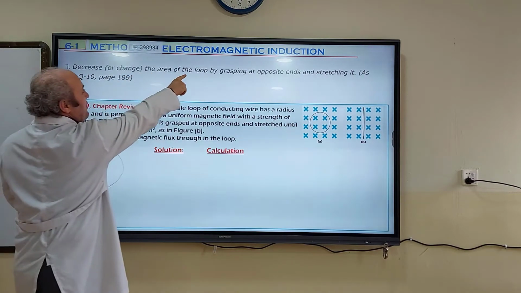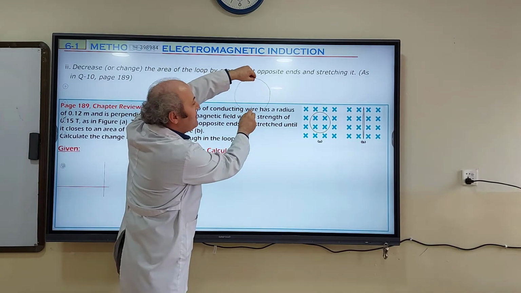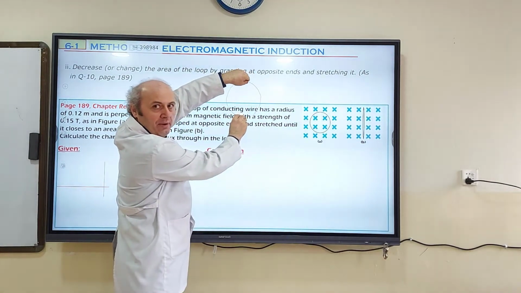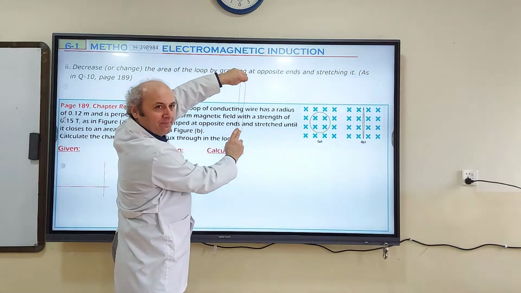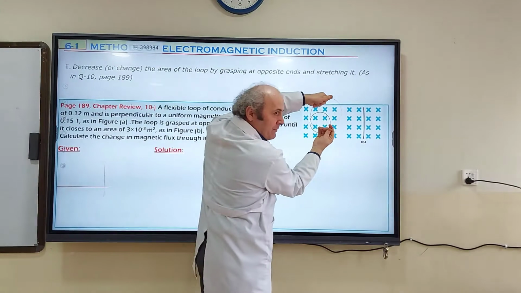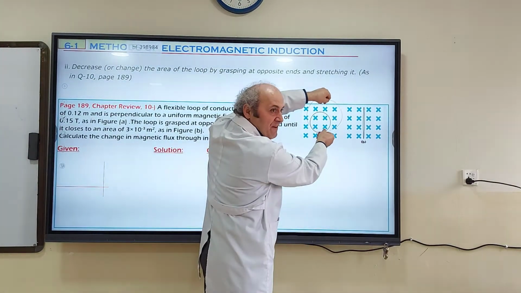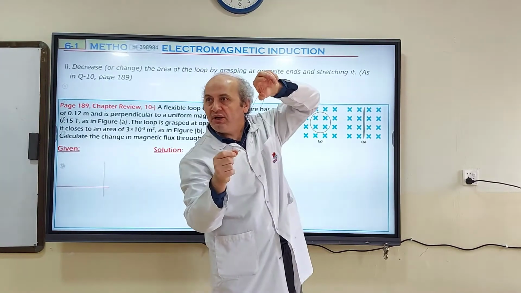Decrease or change the area of the loop by grasping at opposite ends and stretching it. Right now the area is at this size. Now I stretch it. What happened to the area? The area decreased, huh? That is, while we are holding the loop inside a magnetic field, we grasp it and stretch it and make the area decrease.